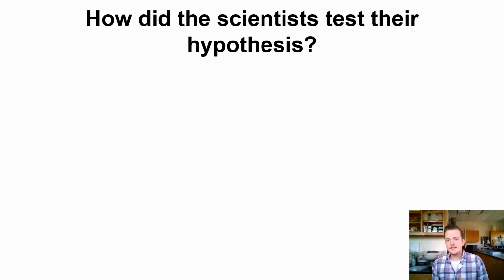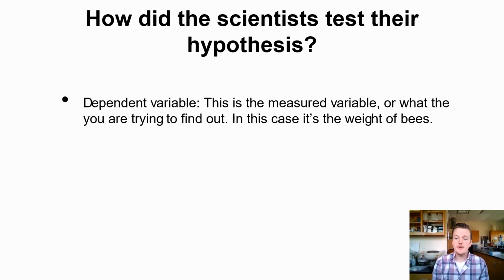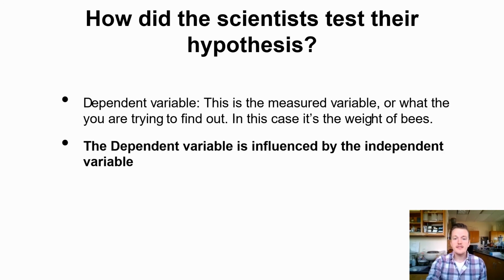So if we're talking about a scientific experiment and testing a hypothesis, we're going to have to talk about variables. So the dependent and independent variables are the ones we're going to be talking about. So the dependent variable is the measured variable, or what you're trying to find out. In this case, it's the weight of the bees. And the dependent variable is always dependent on the independent variable, or it's influenced by the independent variable. So in this case, the body weight of the bees in our hypothesis is affected by the neonicotinoids, or it's dependent on the amount of insecticide being used, so it's the dependent variable.